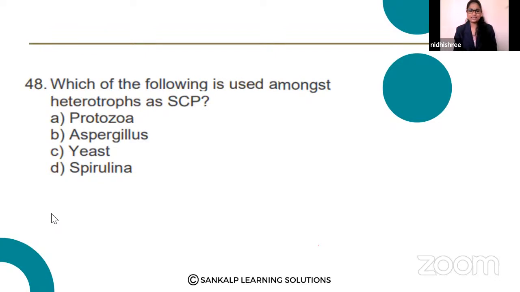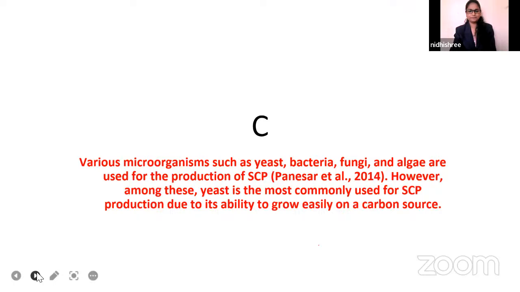SCP full form is single cell protein. Protozoa is not used to prepare SCP. Aspergillus and spirulina are examples of autotrophs. They prepare their own food. So yeast is an example which is a heterotroph and is also used to prepare SCP, single cell protein. So the right answer here is option C, that is yeast. See here, yeast, bacteria, fungi and algae are used for the production of SCP. Protozoa are not used.